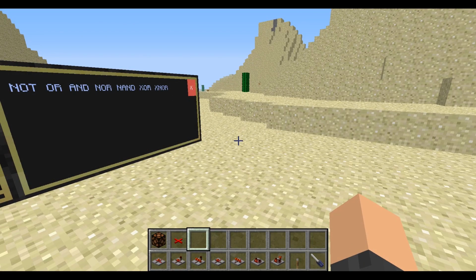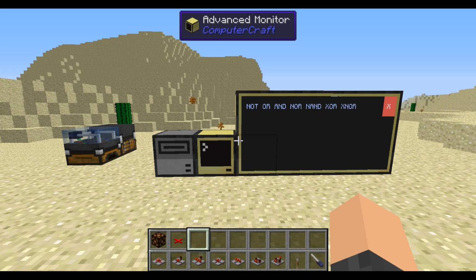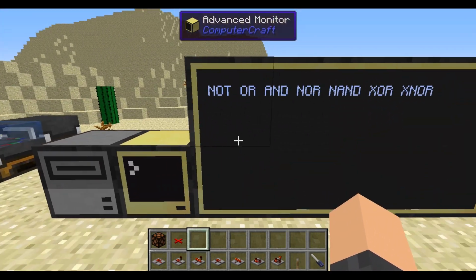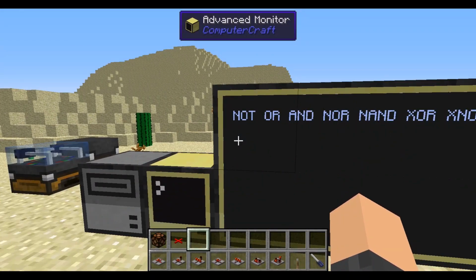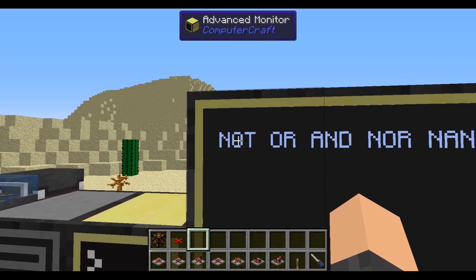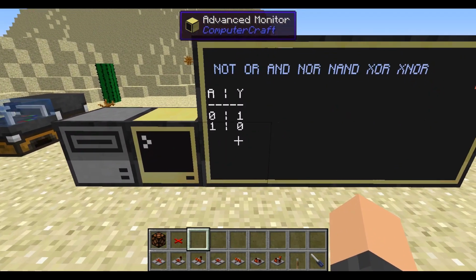So the next bit of terminology is just going over what a truth table is. Over here on this monitor, I have a program where I can click on any of these truth tables and it will display that. So the first truth table will be the truth table for a NOT gate.